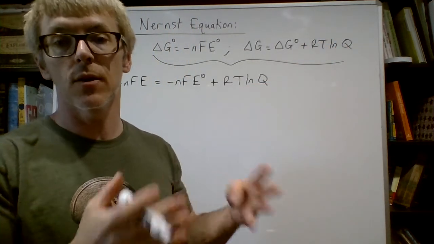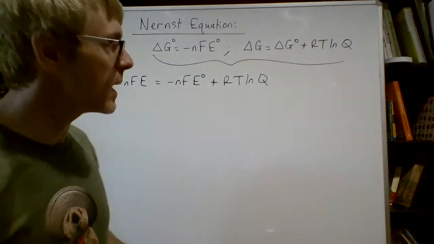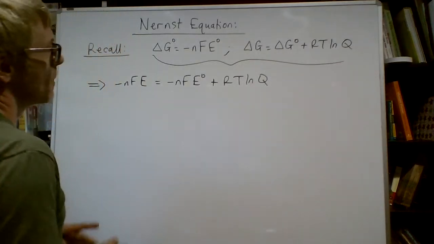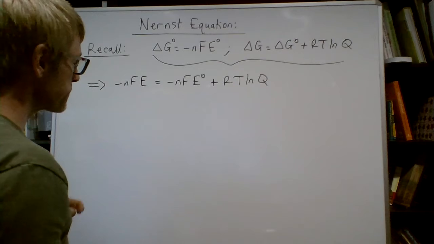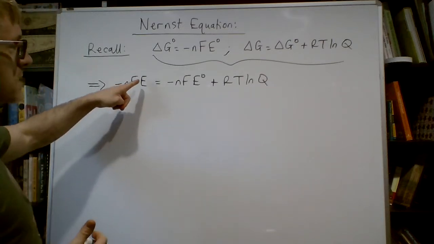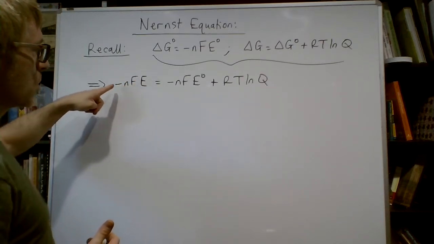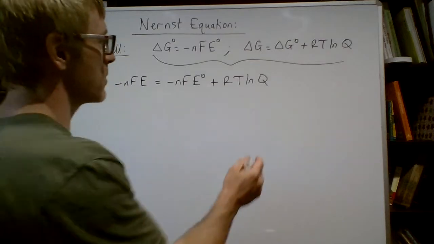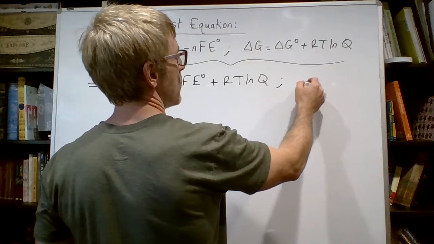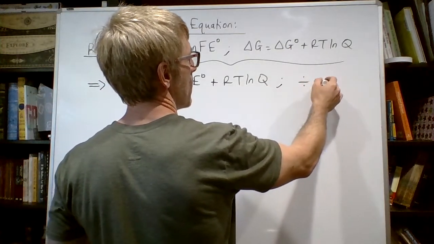It means it's a law of mass action, but it's not a constant value. So we have this expression here. If I want to isolate the voltage, I would just divide through by minus nF. So I'm going to divide through by minus nF.